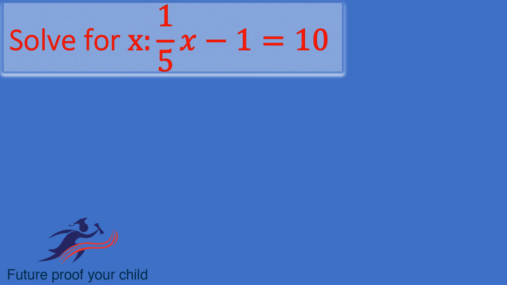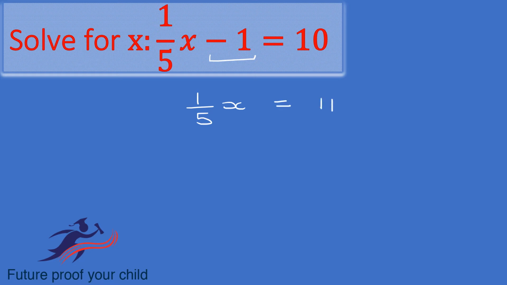Before you make this question too difficult, I would like for you to think a little bit about this one and then first isolate the term with the x. So get the 1 over 5x alone first. So I am going to get rid of the minus 1. Now to get rid of minus 1, we add 1 on both sides. So I get 1 over 5x equals 10 plus 1, which is 11.